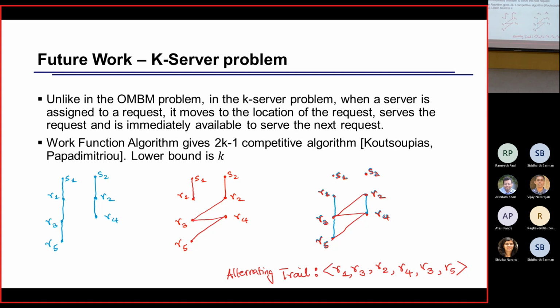If you're not familiar with the K-server problem, it's similar to online matching, except every server now has infinite capacity. So when a new request arrives, a server can go serve the request and be ready to serve the next one, right? It doesn't get exhausted by serving one request. It can serve another one too, except to serve a request, it has to move to the location of the request.